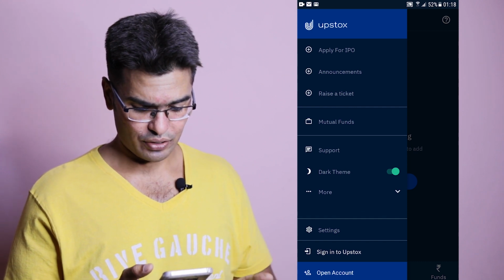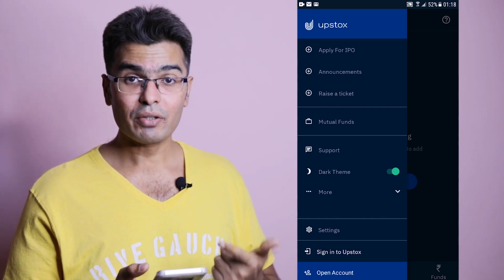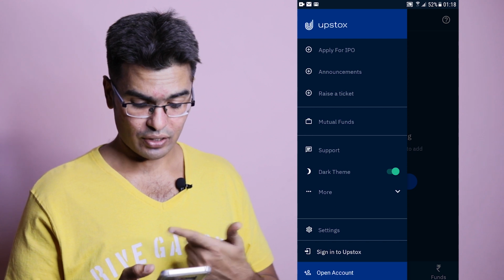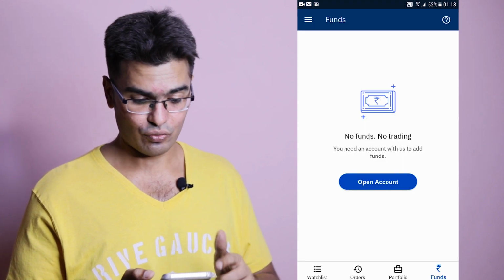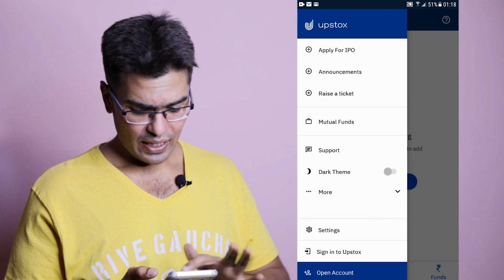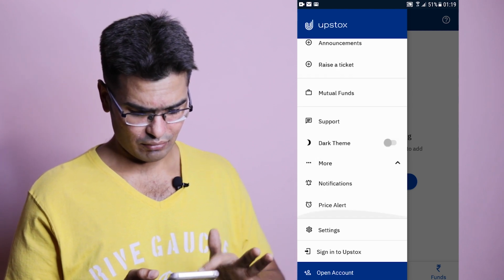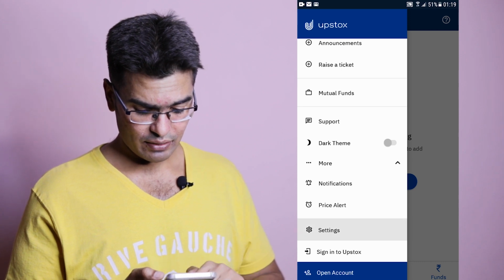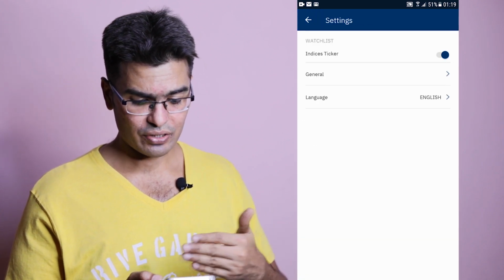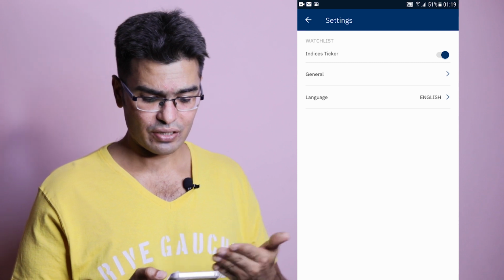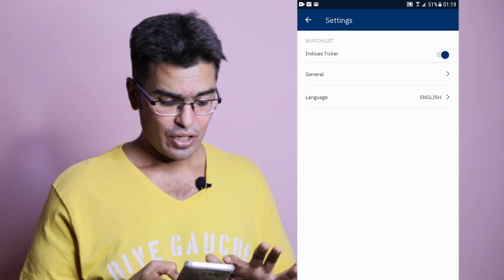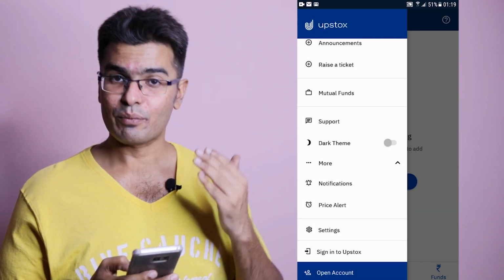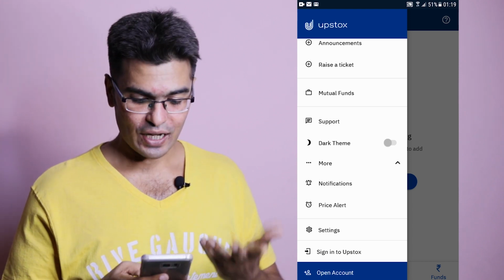Similarly, there are different options. If you are comfortable with the dark screen, you have an option for dark screen, otherwise you can change it to white screen. And there are other similar simple options which you can see. The final and most important thing is the settings part, wherein you can change the settings as per your convenience. So these are the different options provided by Upstox. This is how it looks.